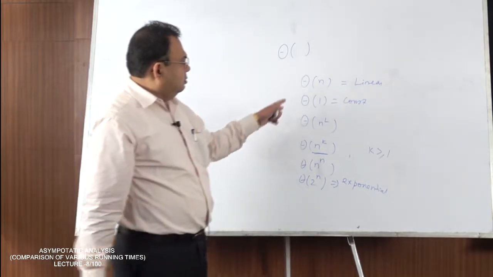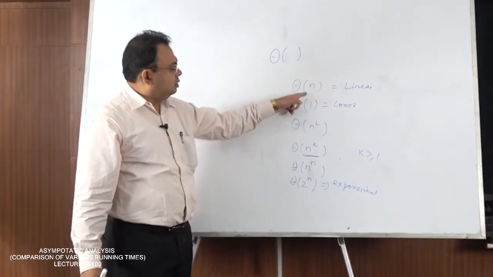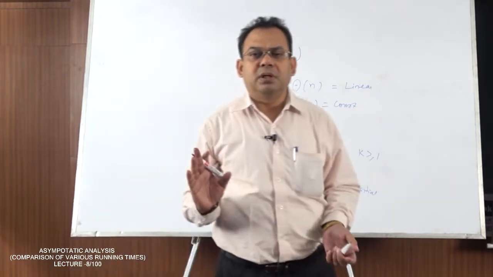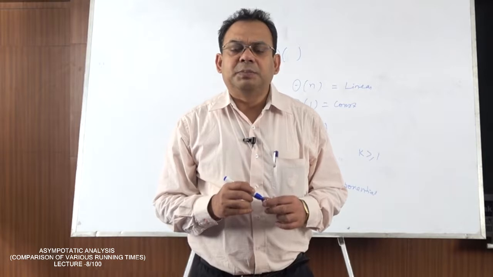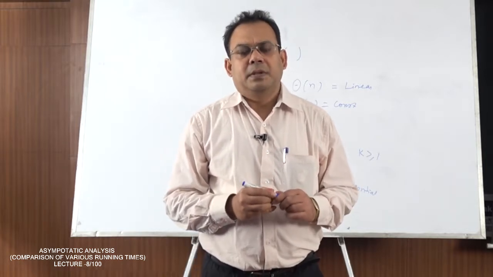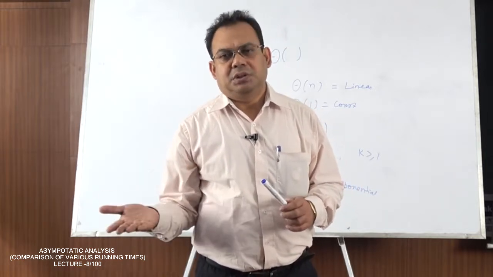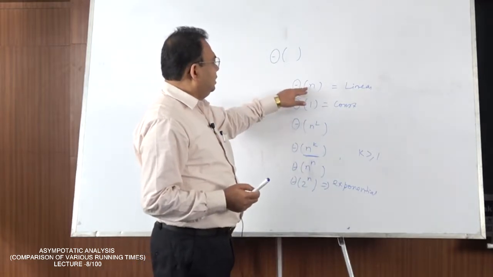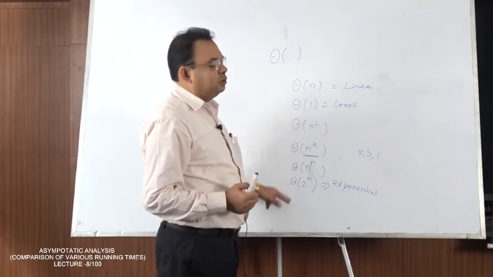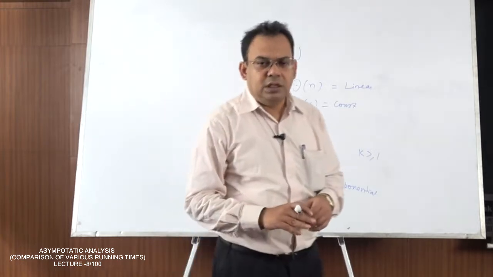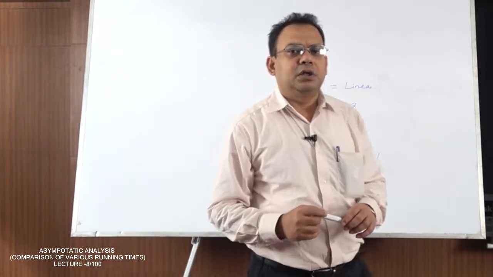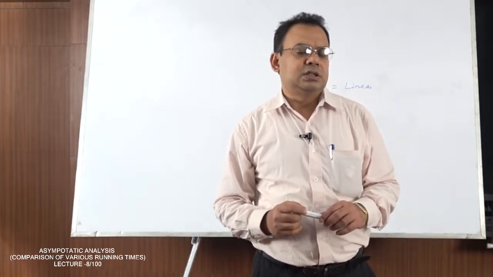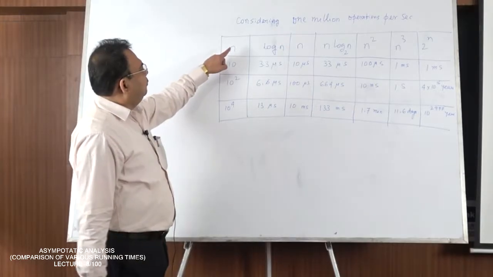Now let us estimate, depending on these order notations, how we can compare different algorithms, because it depends on the value of the input, how the algorithm behaves depending on the value of n and according to different growth rates. Let us estimate for that, considering a hypothetical computer where the number of instructions executed per second is 1 million.